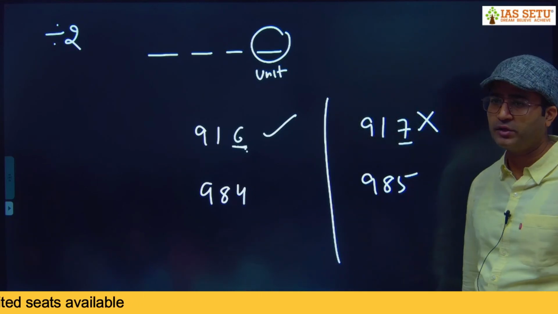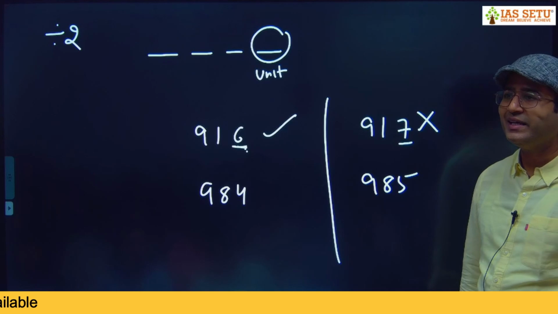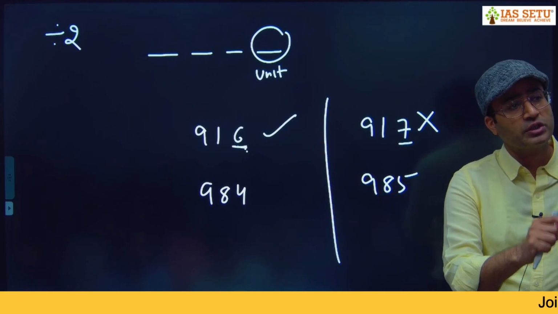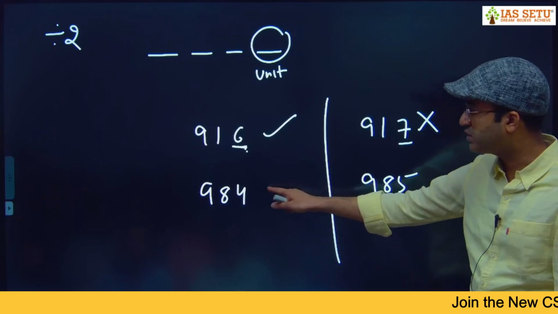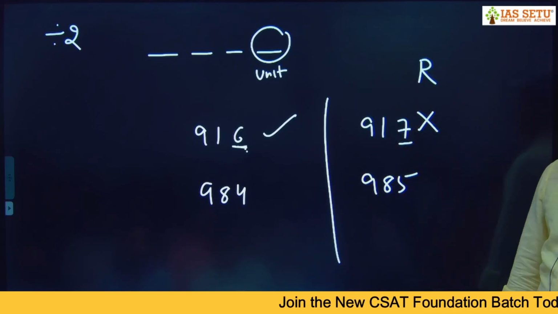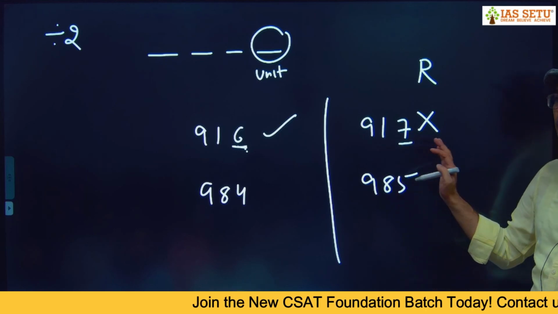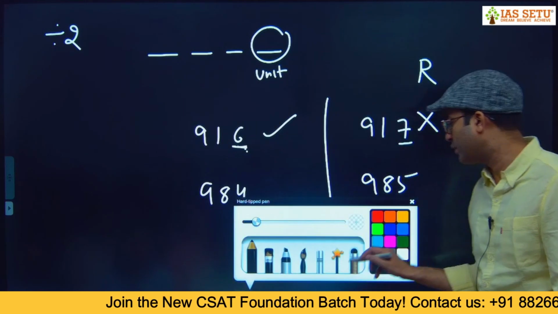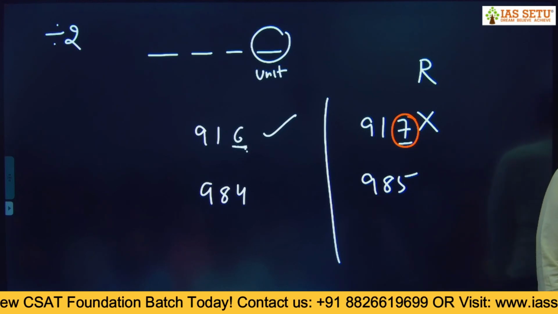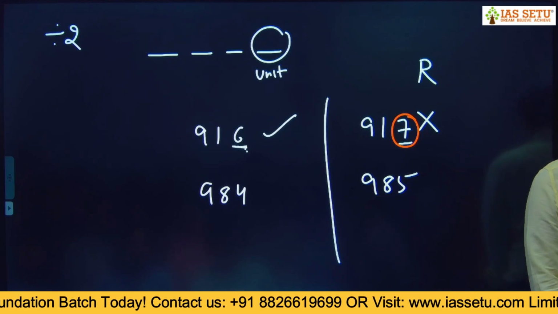985, is it divisible by 2? No. Now the idea here is the shortcut which tells you divisibility, the same shortcut tells you the remainder. If it is divisible, okay. If it is not divisible, we need the remainder. And for the remainder also, no need to check the complete number. For the remainder also, only the last digit is sufficient. So the last digit is sufficient to tell you the divisibility.